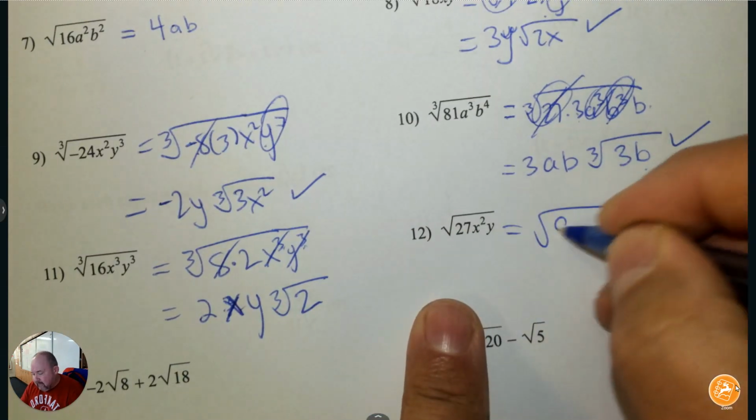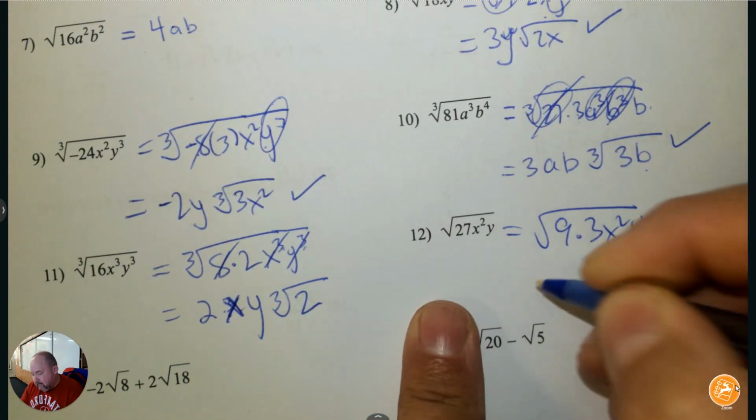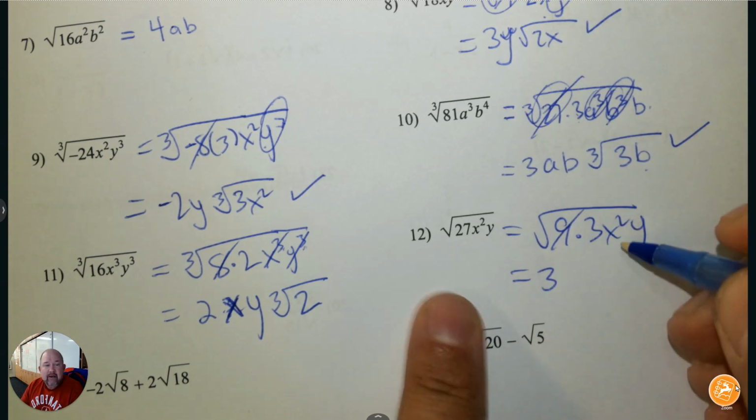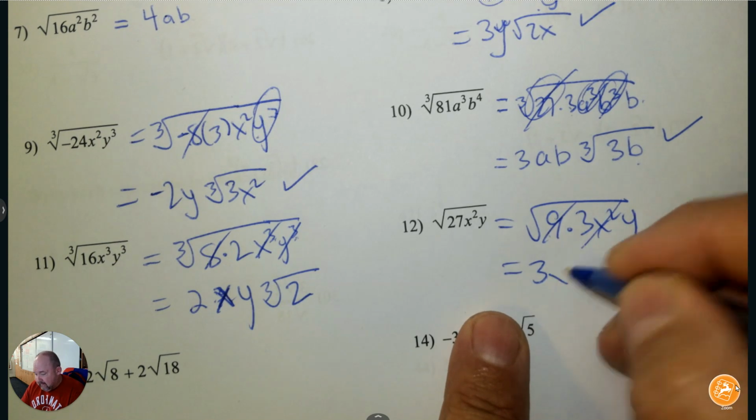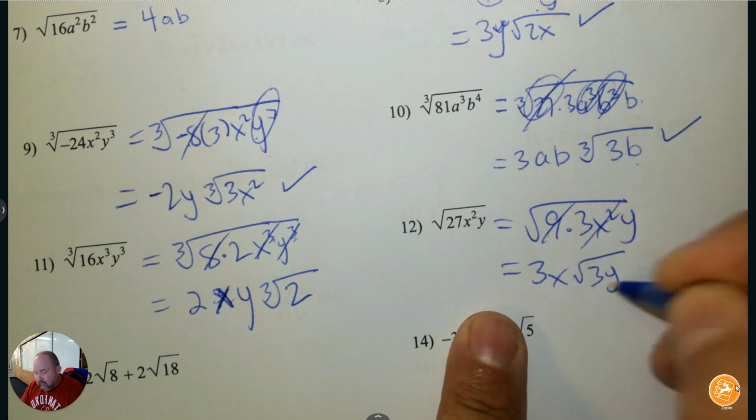27 is 9 times 3. So the square root of 9 is 3. The square root of x squared is just x. And then what's left over is 3y.